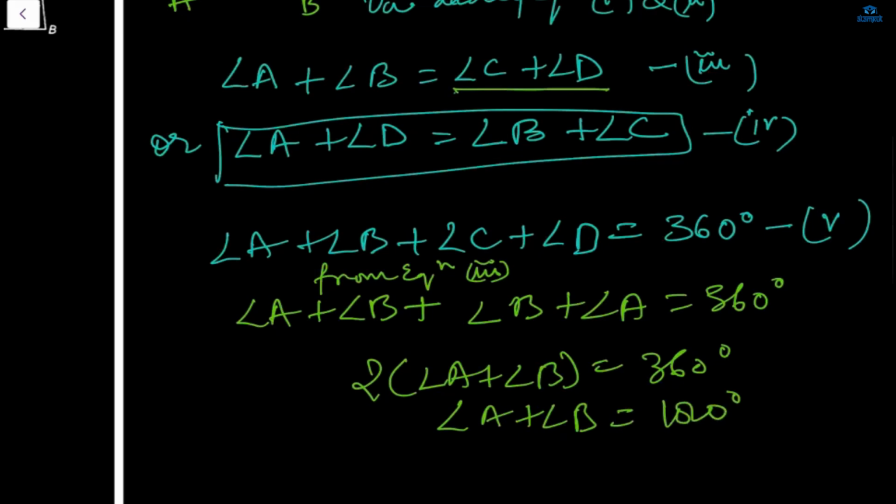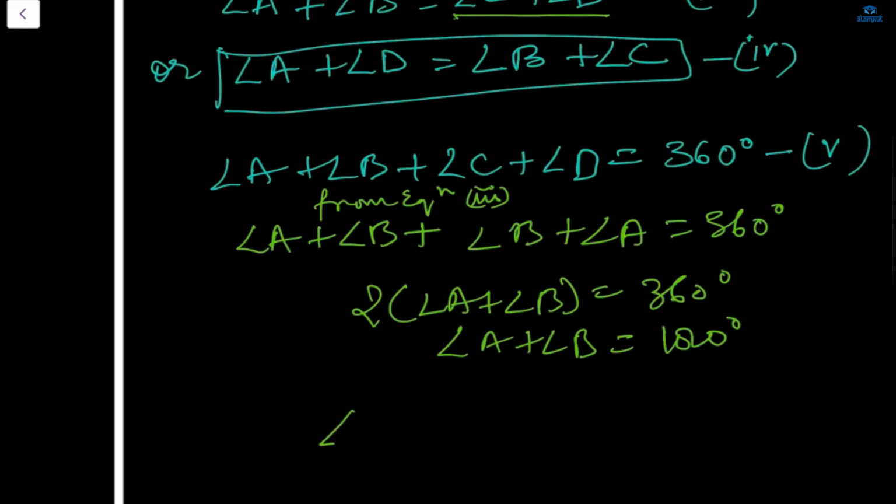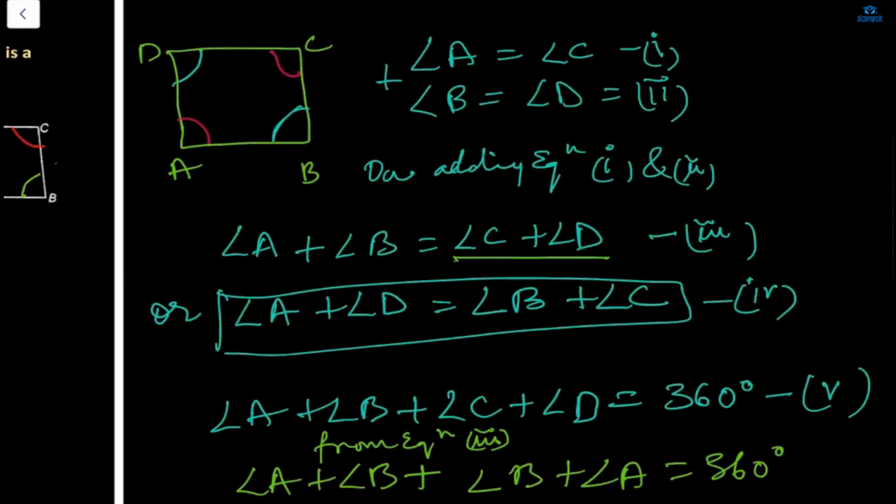Okay. Similarly, you will get the same thing for angle C plus angle D. Instead of A and B, you can write angle C and D also. So angle C plus angle D is equal to 180 degree also. Okay. So now angle A plus angle B is equal to 180 degree.